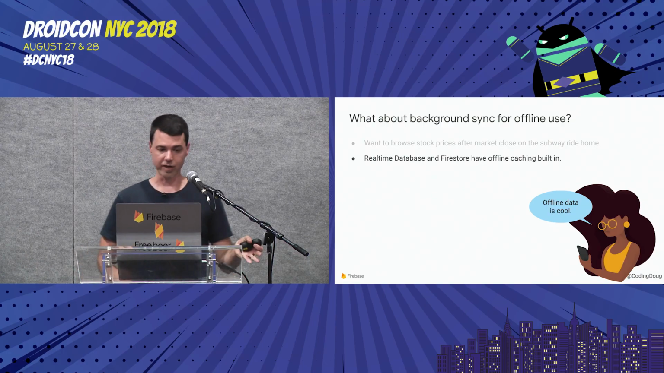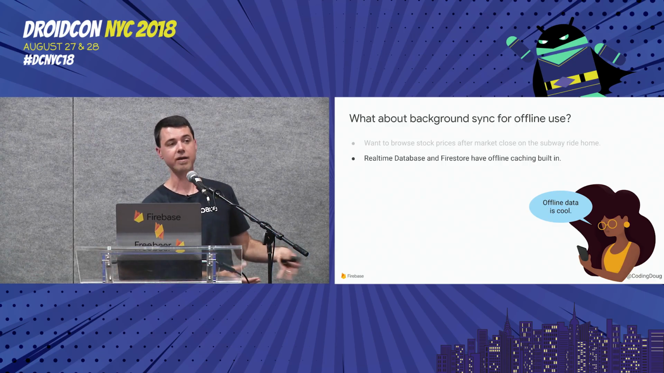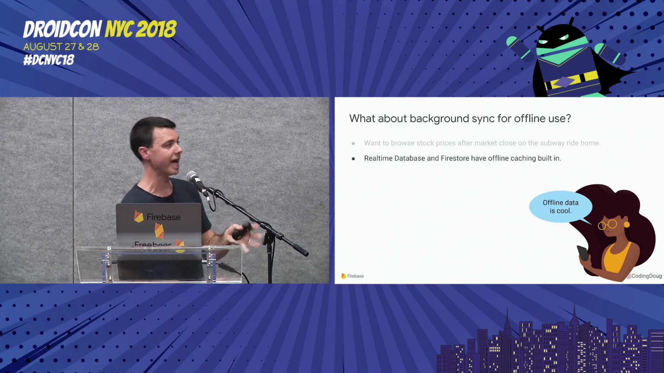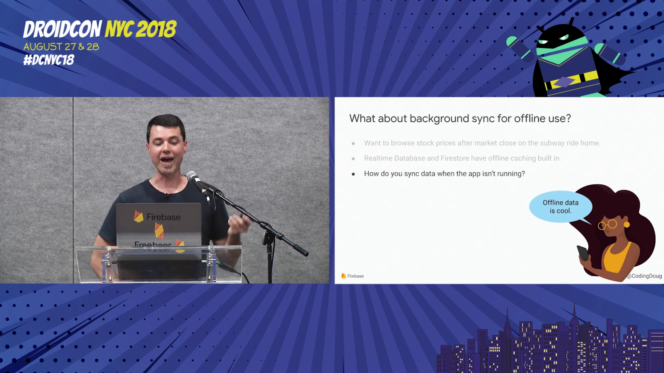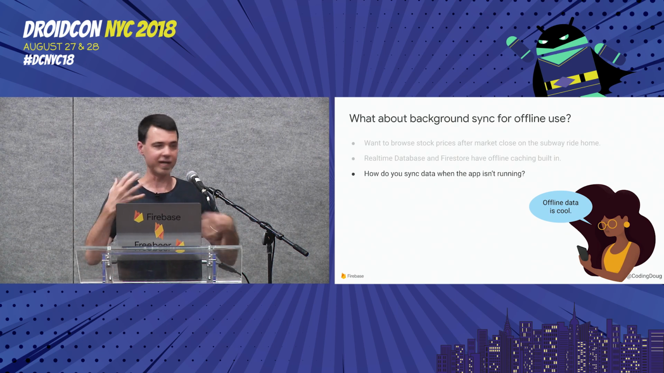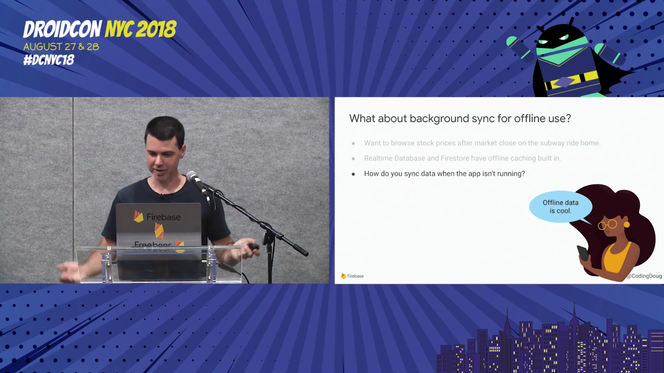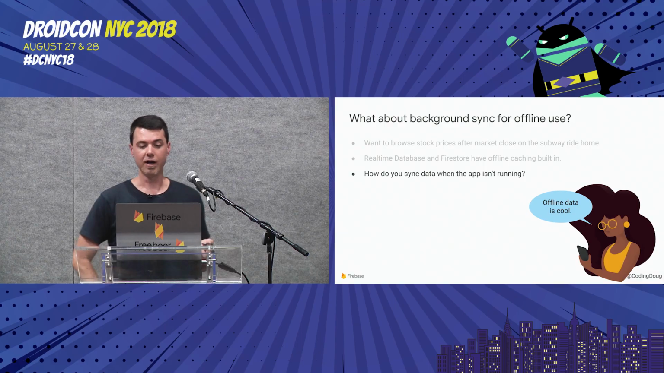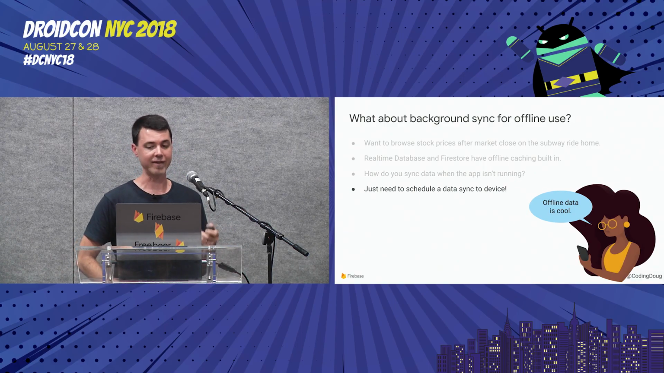It turns out, like I said, Realtime Database and Firestore have offline caching built in. So when you query for data, it will be on the device, in the app, ready and waiting to go. You don't need a connection to query it. The question is, how do you sync that data when the app isn't running? Obviously, when the app is running, it's going to be connected, doing whatever it does to query. But you can't expect your users to be running your app all the time, so what do we do? Well, we need to schedule some sort of a data sync. That's pretty easy to do.